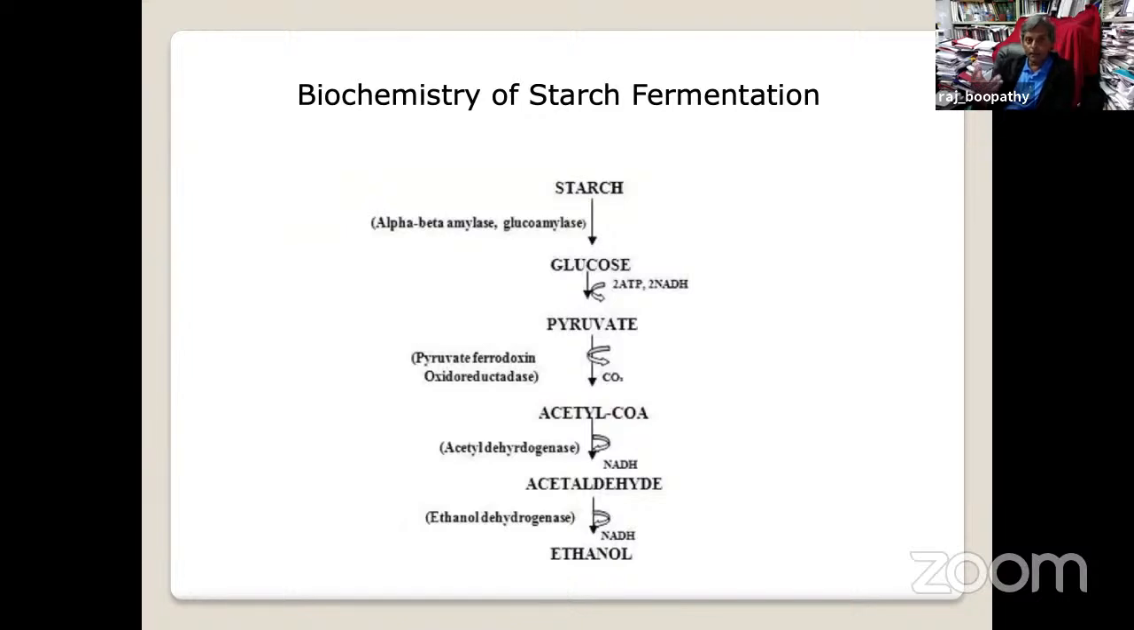Again, that's the biochemistry of starch fermentation. And again, from glucose to ethanol, yeast can produce these enzymes to take over. So you need to make glucose from starch. This process is done by adding amylase in the ethanol factory.